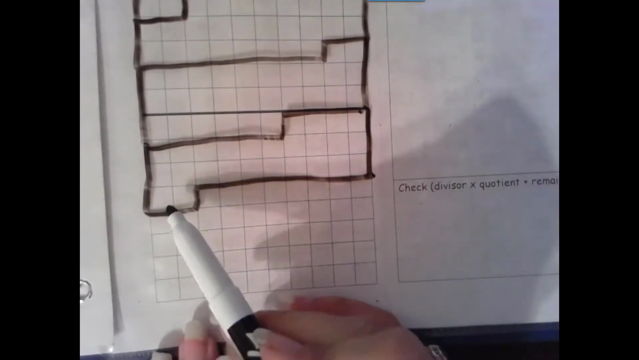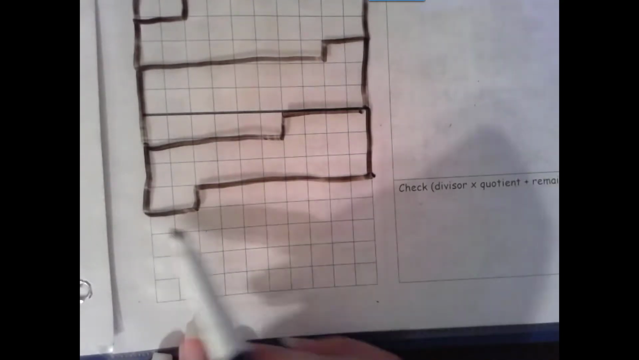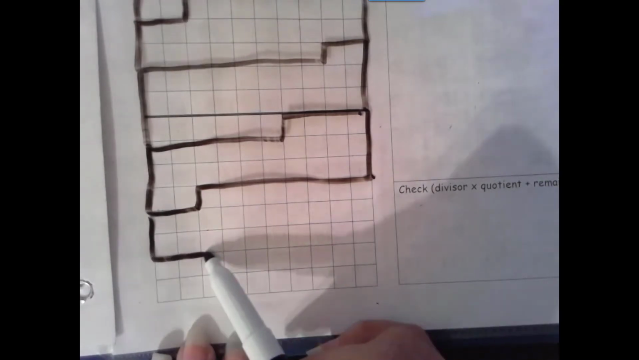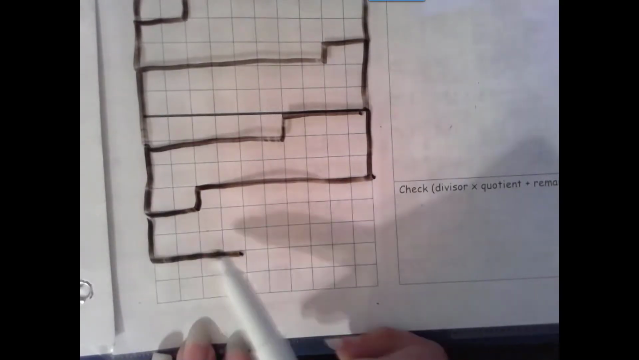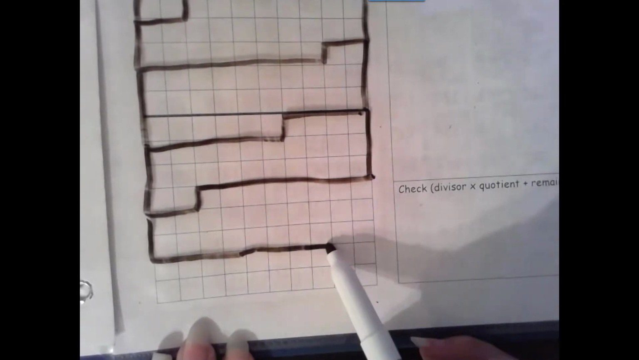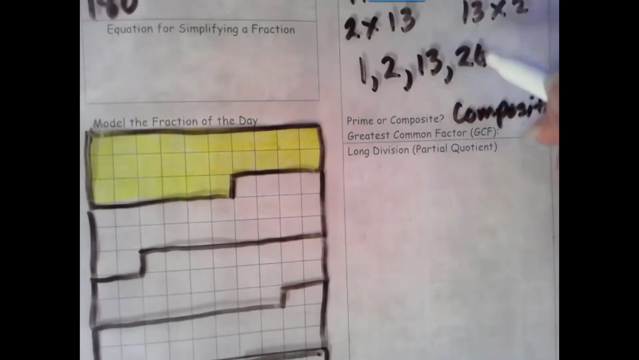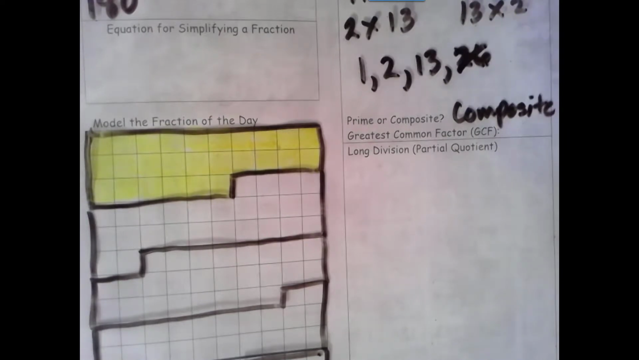So I know that each row is 10. So I see that 2 is taken away here, so that means I have 8. 8 plus 10 is 18. And then I just have to go until I get to 26. So 18, 19, 20, 21, 22, 23, 24, 25, 26. I do know that 8 plus 18 is 26, so that helps me. I have 22 left over. Since I have 22 left over, that means 26 is not a factor of 180. And if it's not a factor of 180, it's not common.